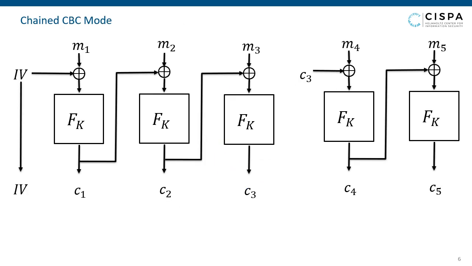There's a variant of this mode called the chained CBC mode. So the first time you encrypt, let's say, a message M1, M2, M3 with this chained CBC mode, it works just like the CBC mode. But then the second time you encrypt something, you're not choosing a fresh initialization vector, but you use C3 as the new initialization vector. So the problem with this mode is it is not CPA secure.